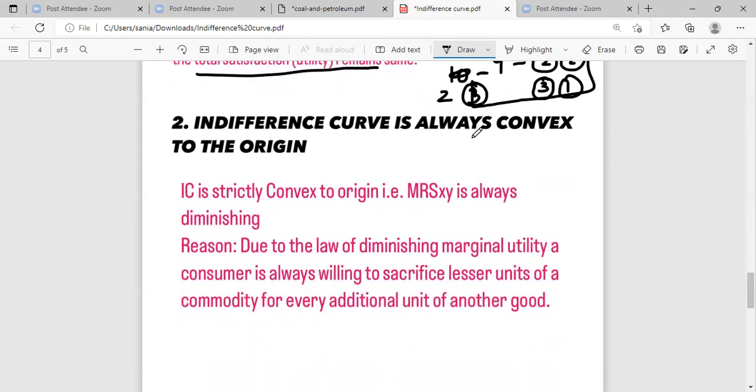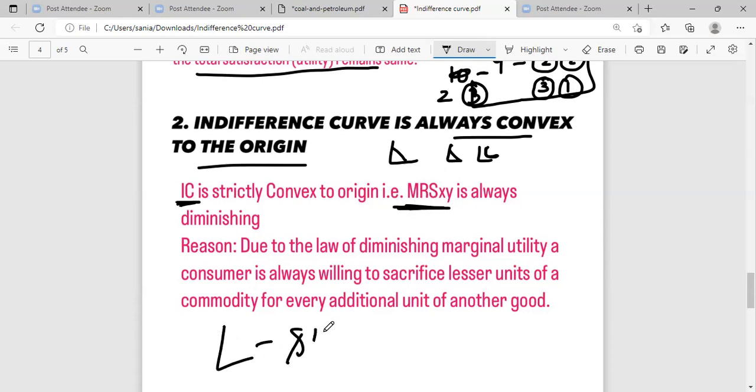Now, indifference curve is always convex to the origin, right? You basically have three shapes. One is concave, one is straight line, and one is convex. So indifference curve is strictly convex to the origin. That means your MRS, which is the slope, because your shape depends on slope. For budget line, for example, you can mention that MRS is constant. That's why the budget line is a straight line.